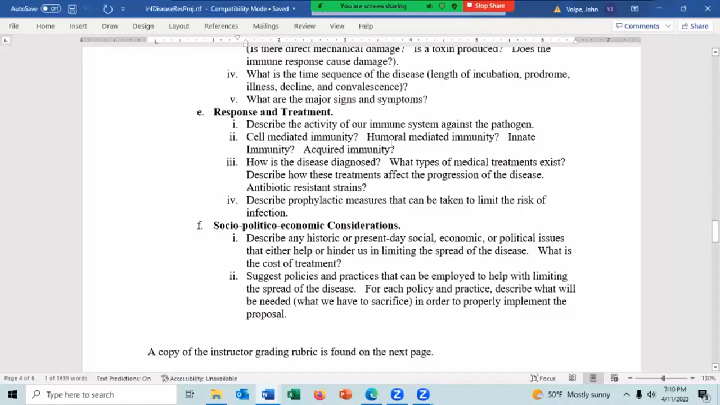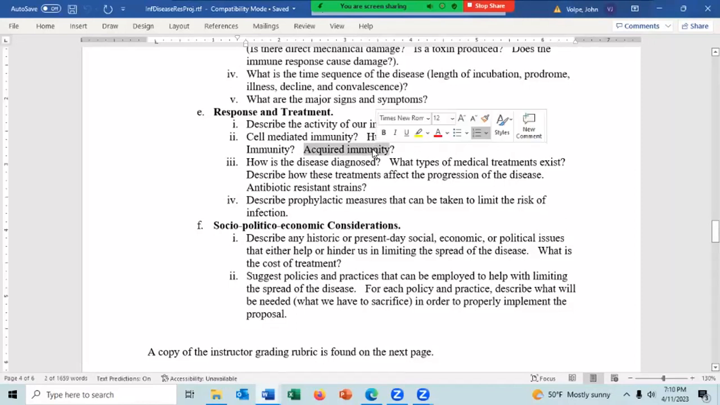Response and treatment describe the activity of our immune system against the pathogen. Is the immune system cell-mediated immunity or humoral immunity? That means antibodies. Is it innate immunity? That's what children use to fight off COVID-19, or is it acquired immunity? This is mostly what adults use when they've been immunized against COVID-19, meaning adults don't have a very good innate immunity against COVID-19.